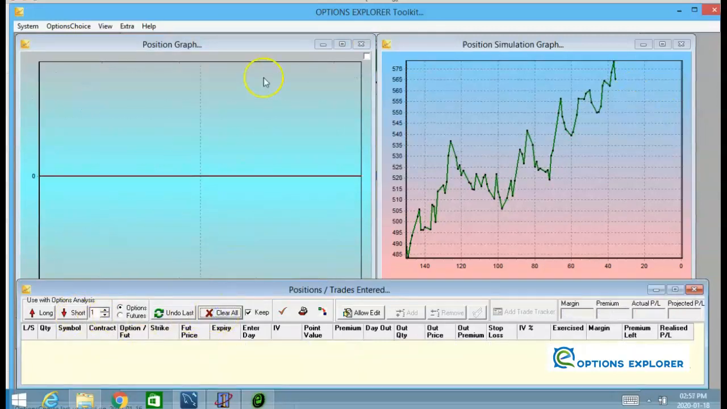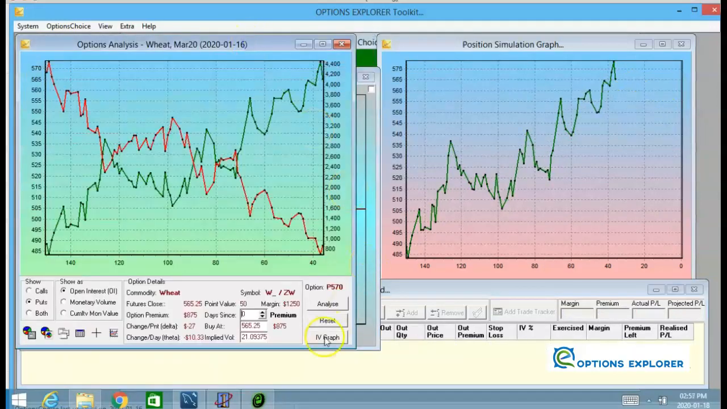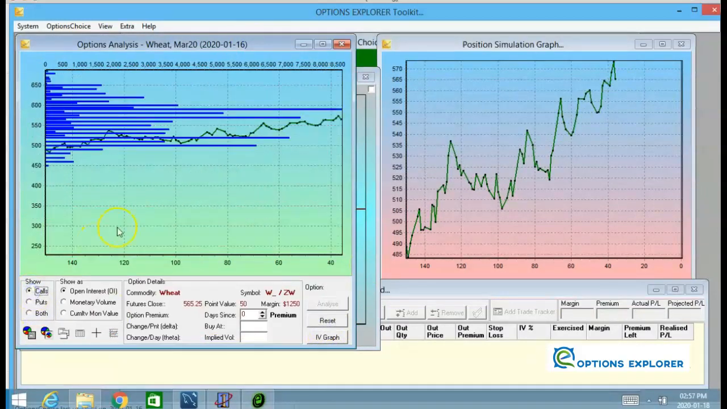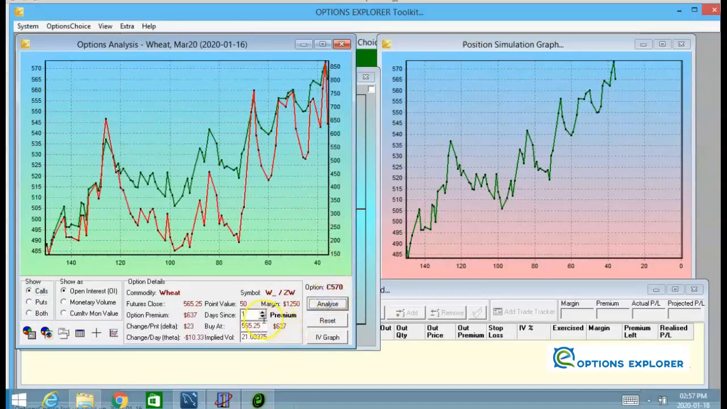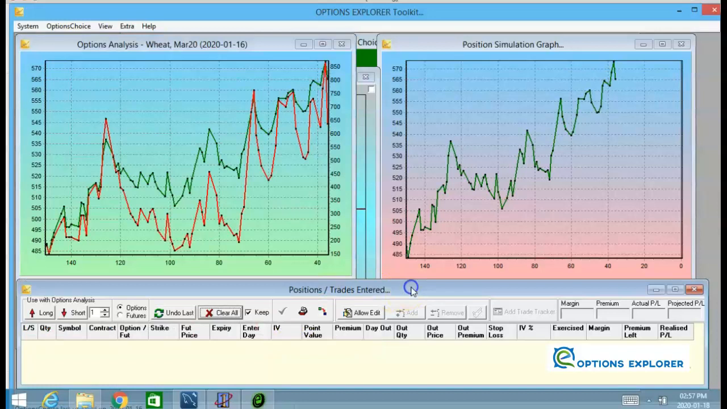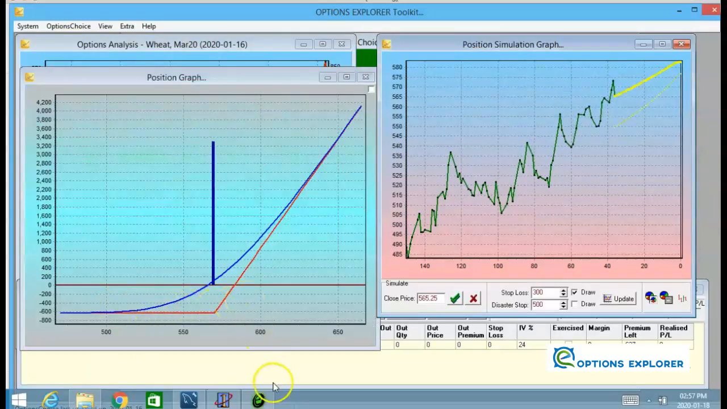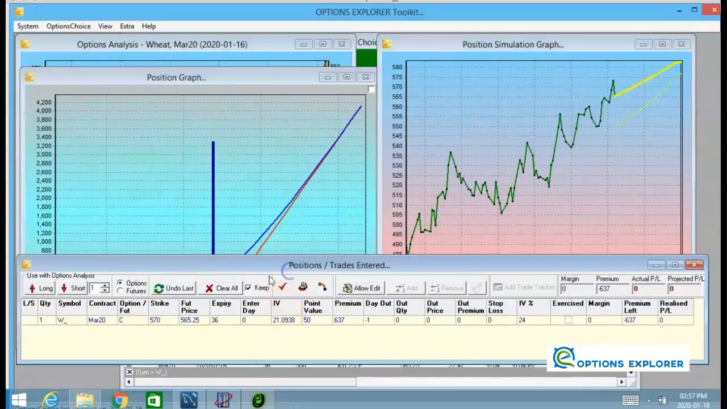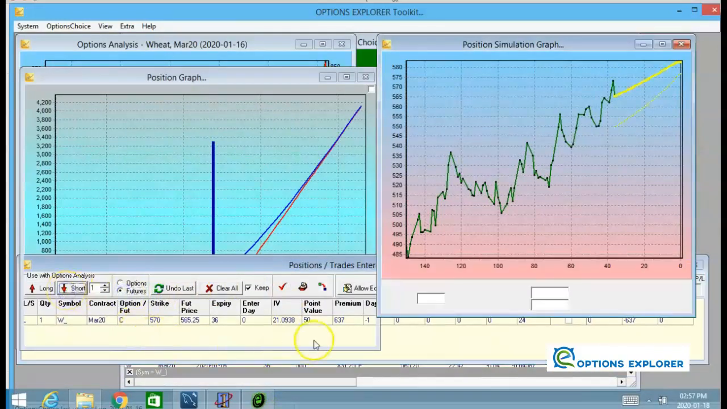Let's just clear this. So instead, let's reset the call options. So we go to a strike price, same strike price, 570 strike call option. Analyze that. That option trades at the price of $637 US. So we're going to pay $637 US to purchase a long call 570. So let's long that call. And then let's take the futures and we go short the futures at the current market price.